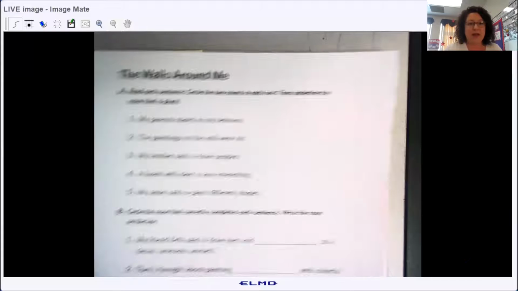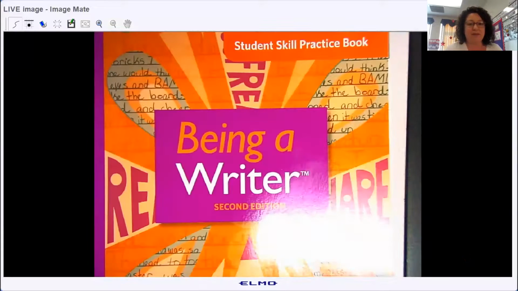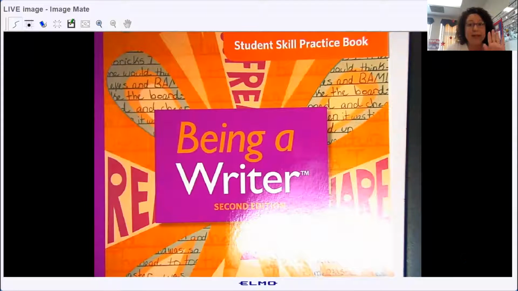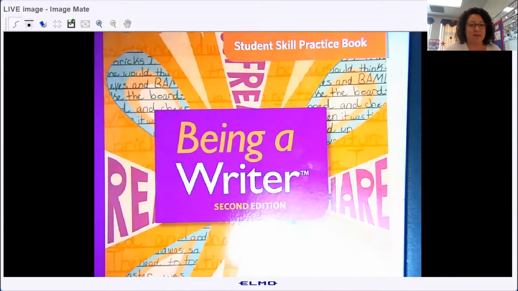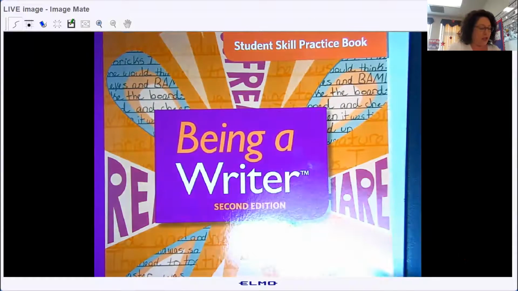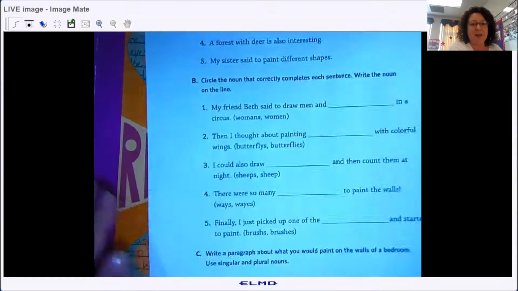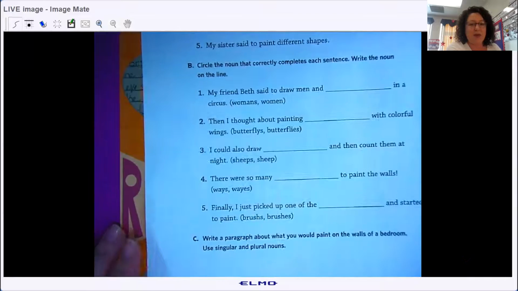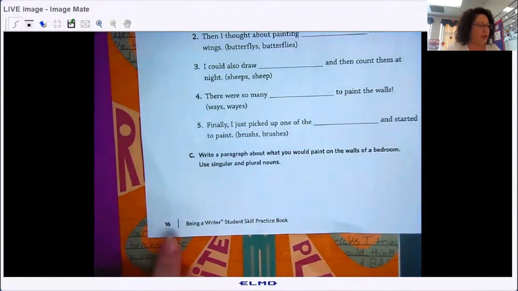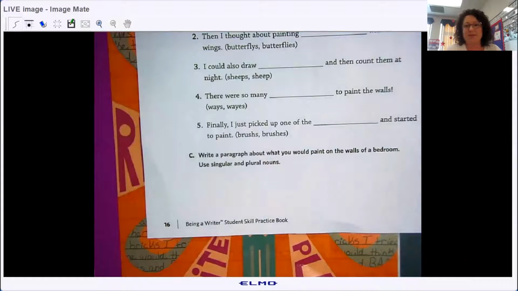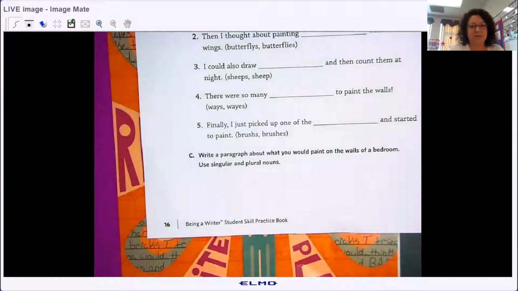So what we're going to do now is I want you to get your workbook, and we are going to do a little work. Okay? So get your workbook out. If you don't have it ready, pause. Student skill practice book. Okay? And you're going to turn to page 16. Now, I ripped it out because it's easier for me to write on. But you can just leave it in your book. So we're going to turn to page 16. And get your pencil.